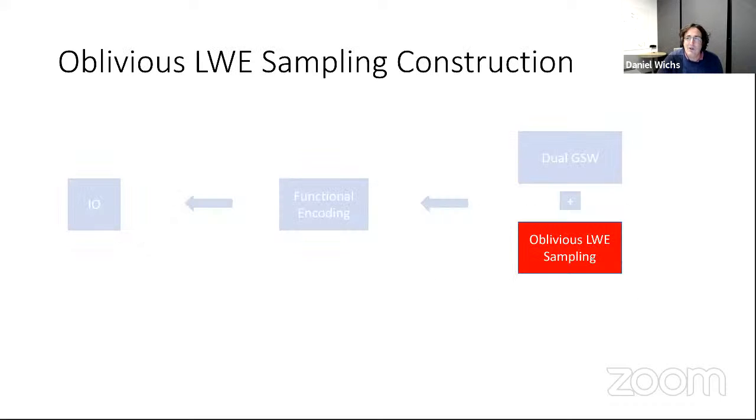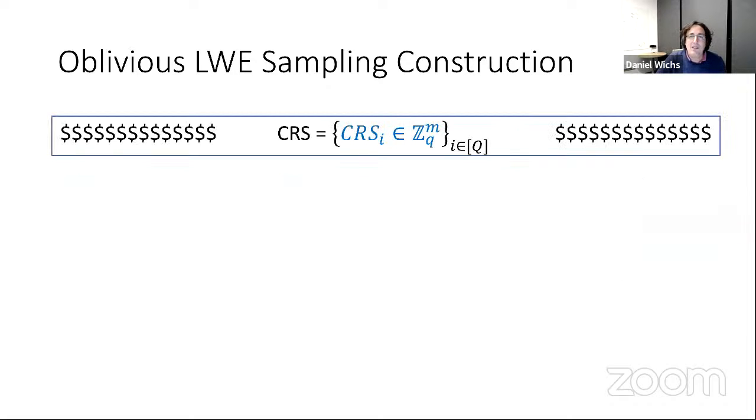So I'm going to give you a heuristic construction, a new construction, of this oblivious LWE sampling under a new assumption. The way our construction works is we're going to leverage this dual GSW cryptosystem again. We used it once to build functional encodings if you're given oblivious LWE sampling on the side. But we're also going to use dual GSW to construct oblivious LWE sampling.